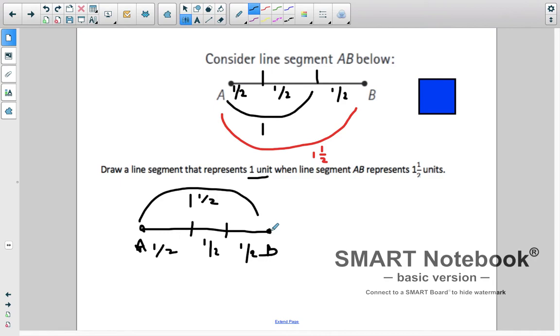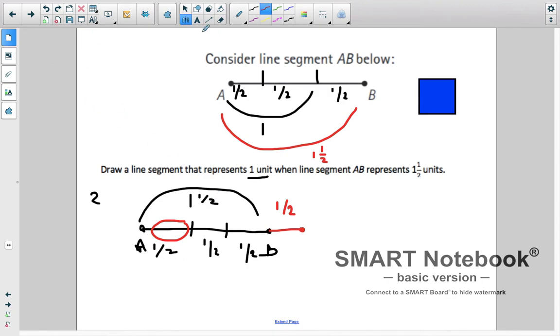Now I need to get to a whole, so I need to get to 2. So if I have 1/2, how many halves do I need to add to AB? Well, I need to add another half. And remember, we're not drawing a long line because only one of these pieces is a half. It's a smaller length. So now I have 1/2 and another half, that's going to equal 2.